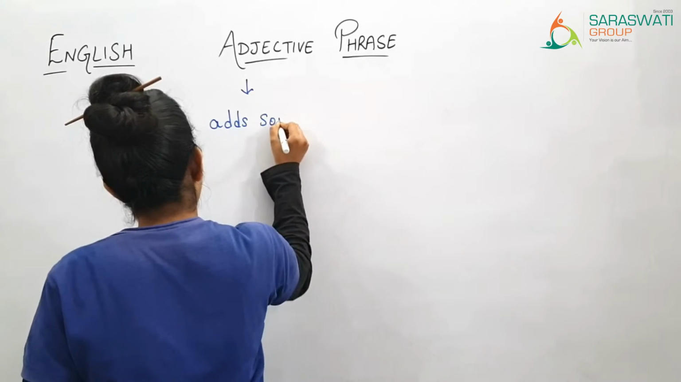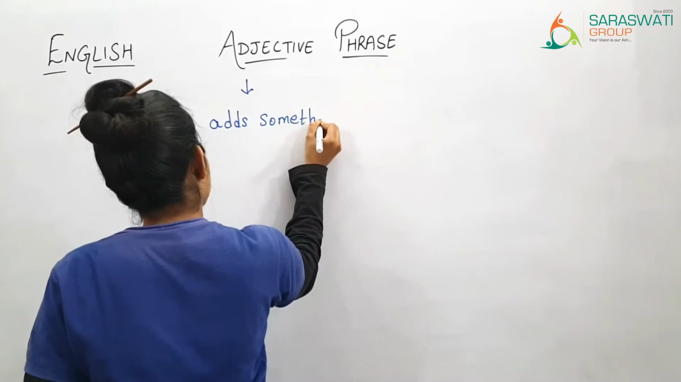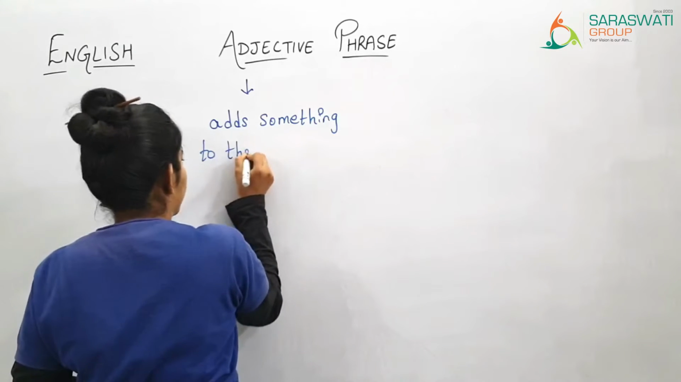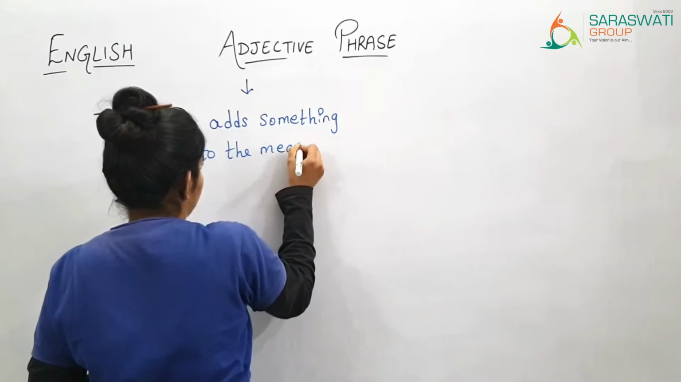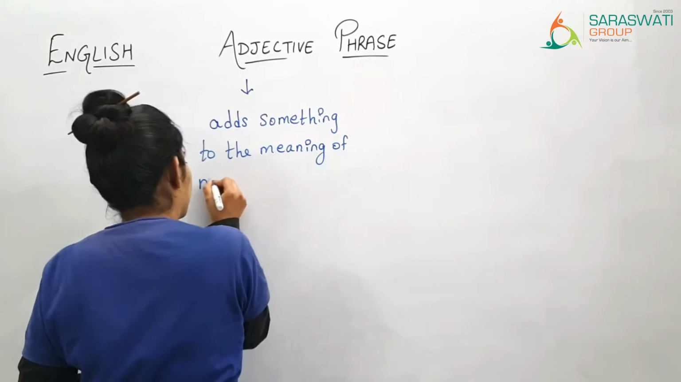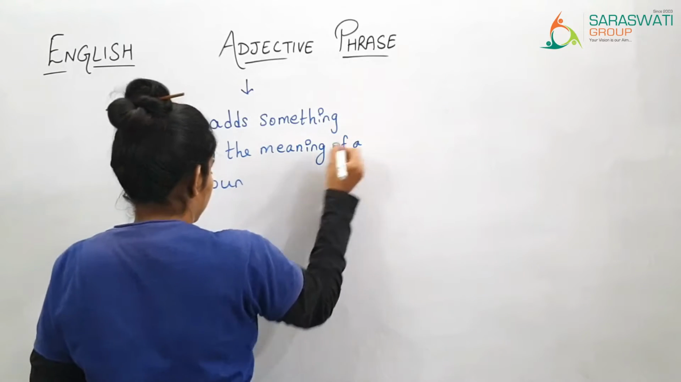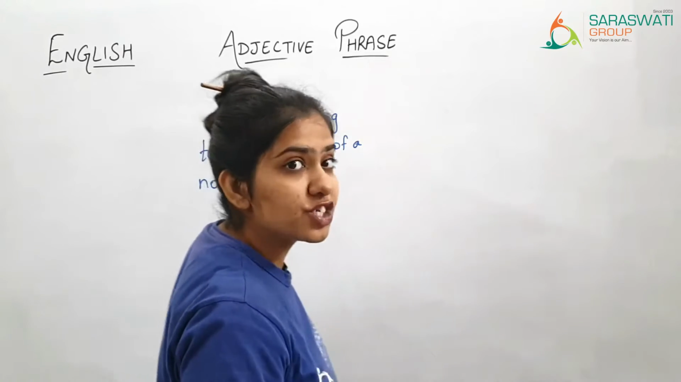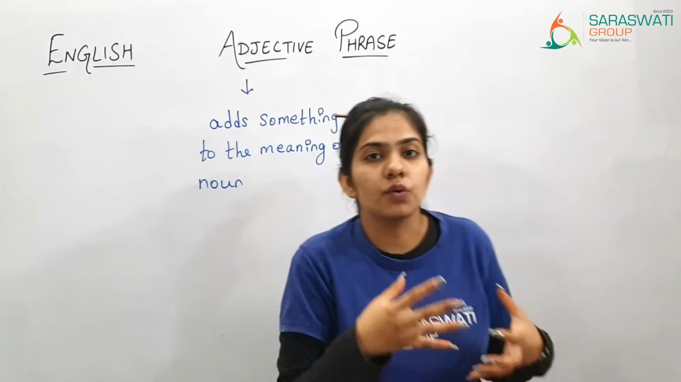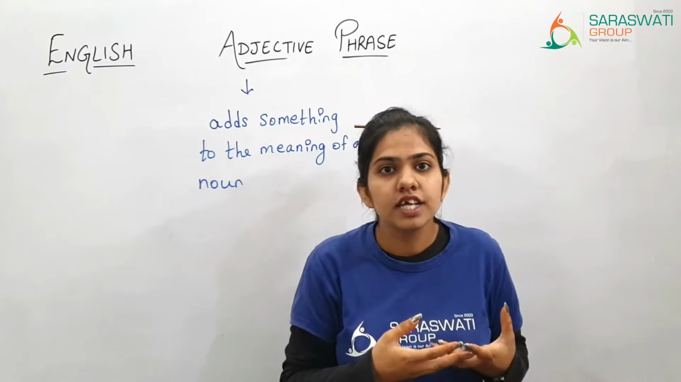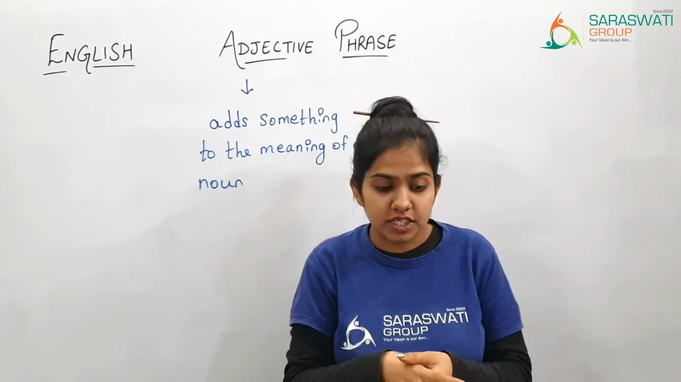Adds something to the meaning of a noun. Right? What are adjectives? Adjectives are the words which add something to the meaning of a noun. कि noun जो है उसके बारे में हम कुछ add करते हैं, right? So those are known as adjectives.